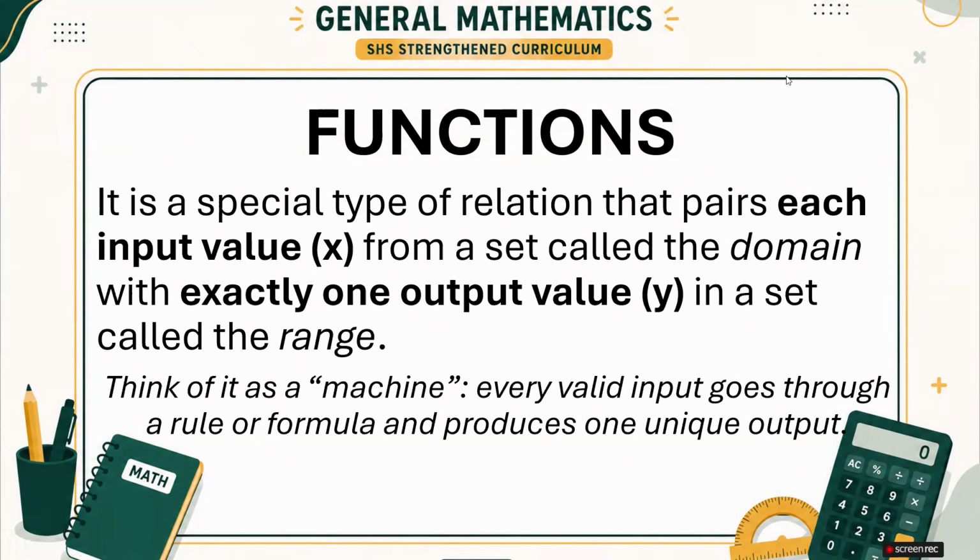For example, if the rule is to multiply by 2, that's 2x, then what is your input? Let's input, for example, 3. And what will be the output? 2 times 3 will be 6, right? So your input is 3 and your output is 6. Remember that in a given function, one input cannot have two different outputs. It must be unique or distinct. Did you get it?